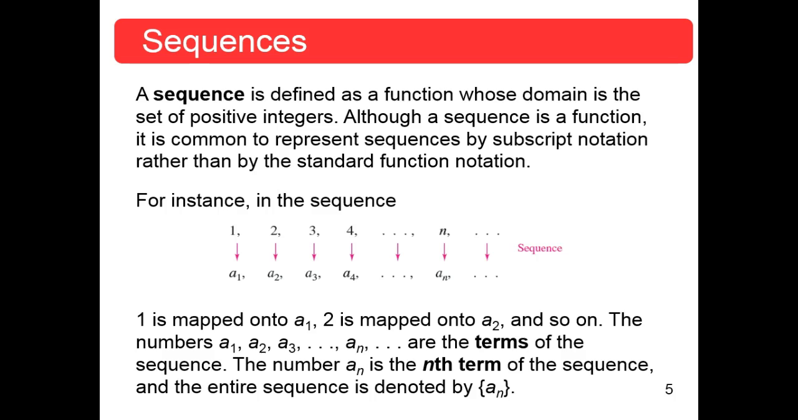This is saying the same thing I just said. The numbers a sub 1, a sub 2, a sub 3, all the way up to a sub n, are terms of the sequence. These are called the terms of the sequence. The number a sub n represents the nth term of that sequence. And that is how we usually refer to a sequence, by its nth term. The entire sequence is then denoted by the set of all these terms, all the ones up through a sub n, and beyond, if you keep on going. That's how we refer to a sequence.